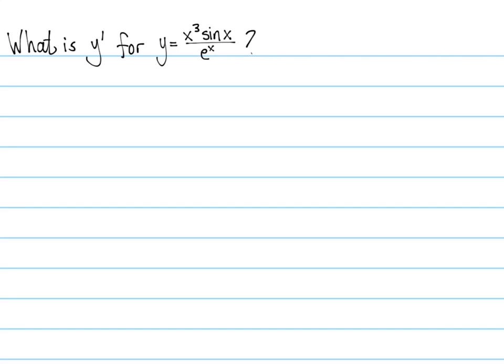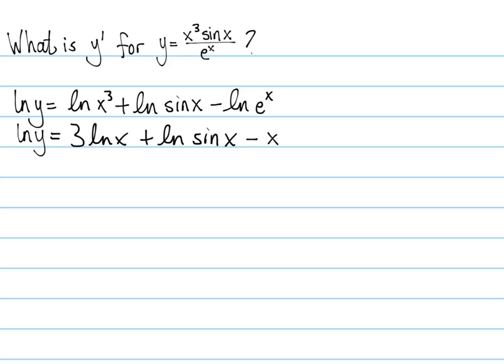So let's use that to take this complicated derivative. What's the derivative of x cubed sine x over e to the x? First take log of both sides. We get ln y equals ln x cubed plus ln sine x minus ln e to the x. Now two of these simplify. Log takes powers and makes them coefficients, so we get 3 ln x plus ln sine x.